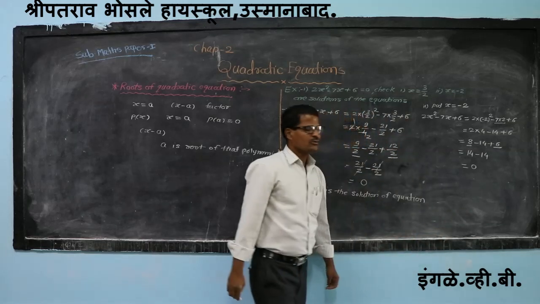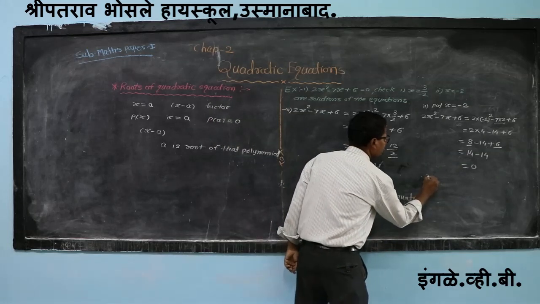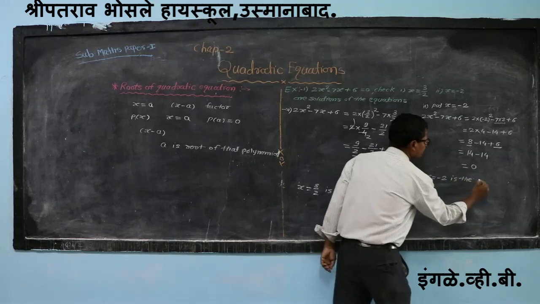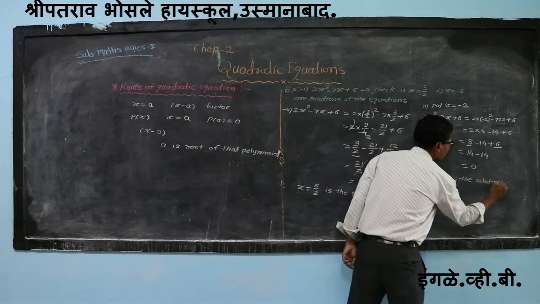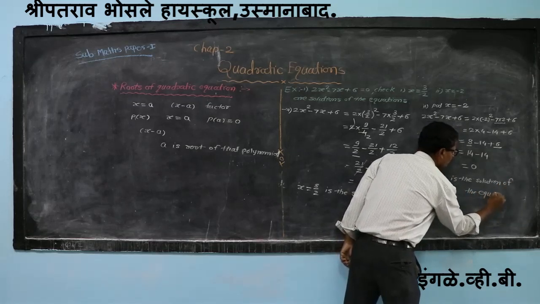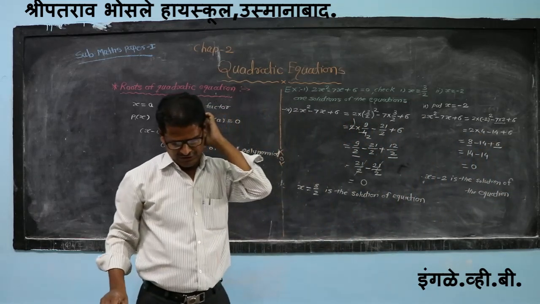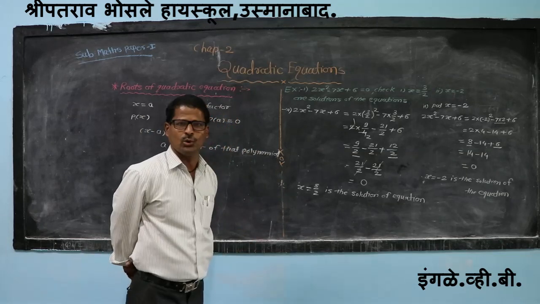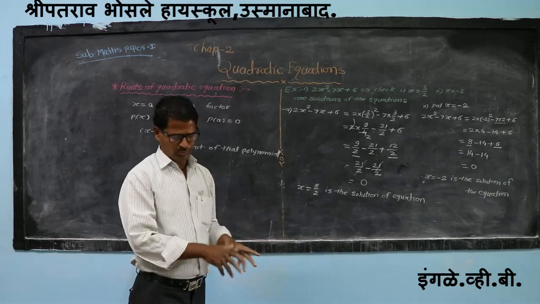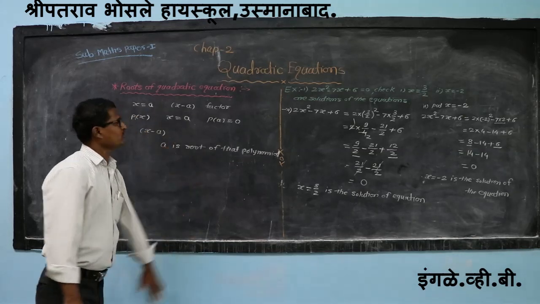So here the value of the quadratic equation is 0. So we say that x equal to minus 2 is a solution of the equation. When we put the value of the variable in the equation and we get the value 0, then that value of the variable is known as the root or solution of the given equation. Now, this is the second part, root of the quadratic equation.